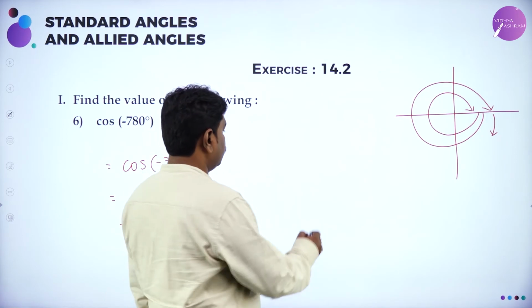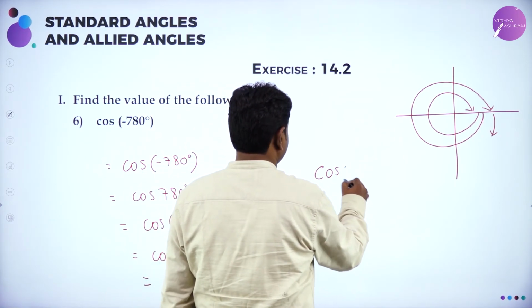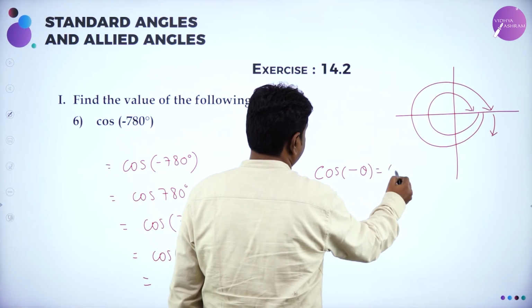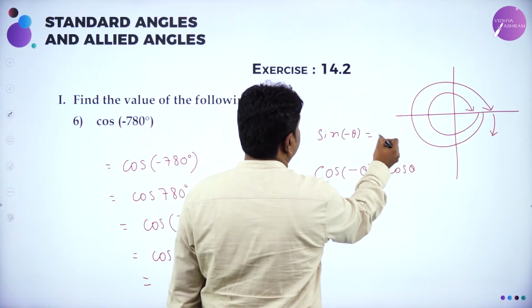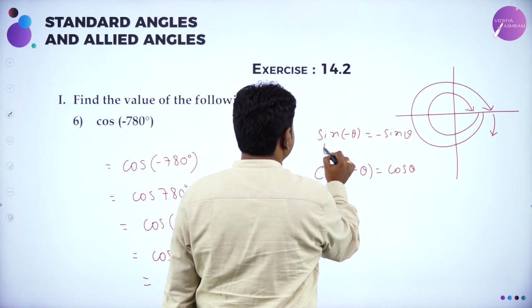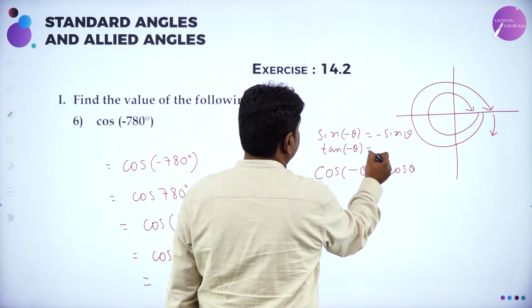So here, what is the basic? Cos of minus theta is cos theta. Very important. But sin of minus theta is minus sin theta. Minus comes out. Tan of minus theta is minus tan theta. Please remember this.